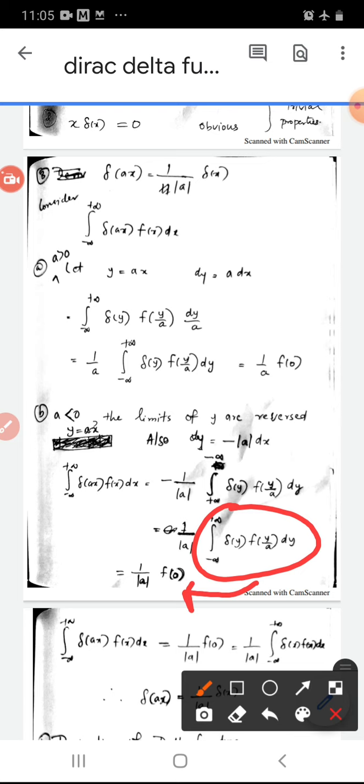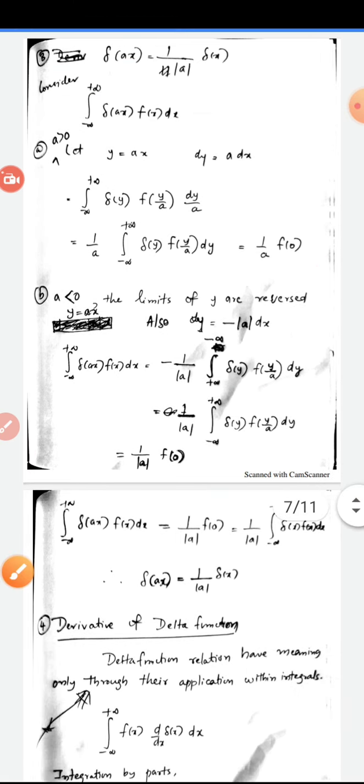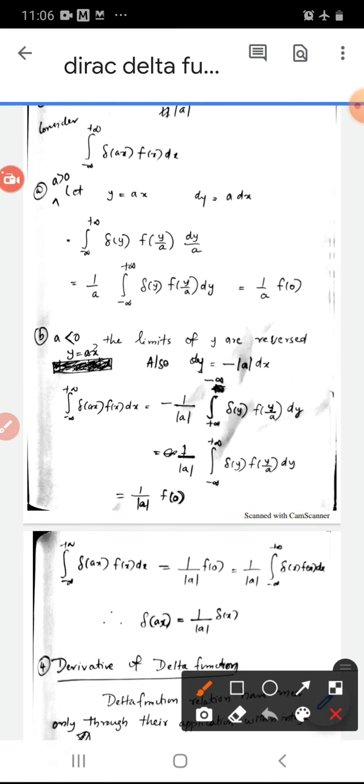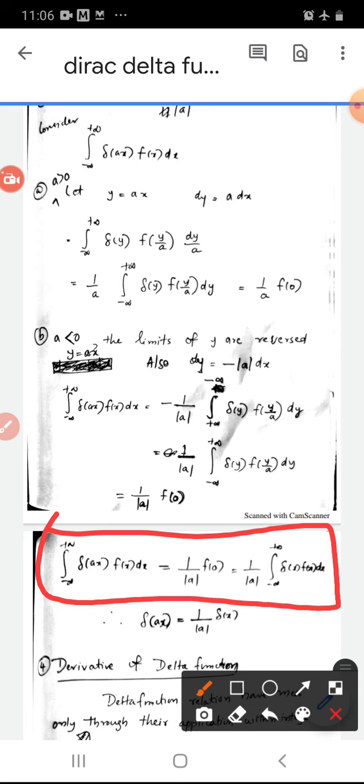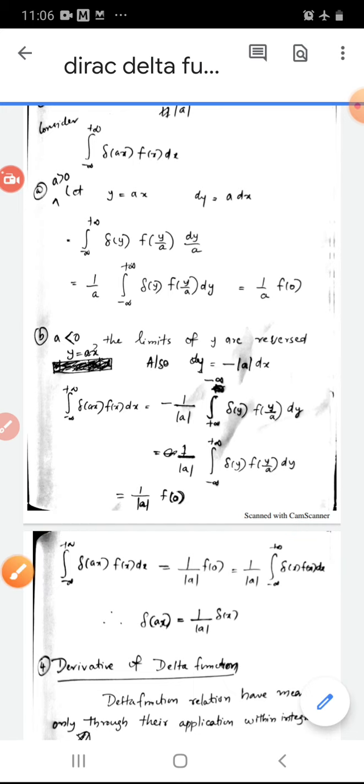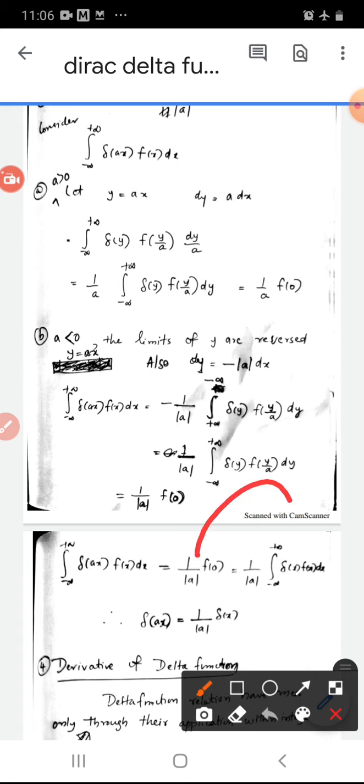Now combining the results, this result plus this result, we write the integral minus infinity to plus infinity delta ax f of x dx is equal to 1 by modulus of a f of 0. And f of 0, you know, is this: minus infinity to plus infinity delta x f of x dx.